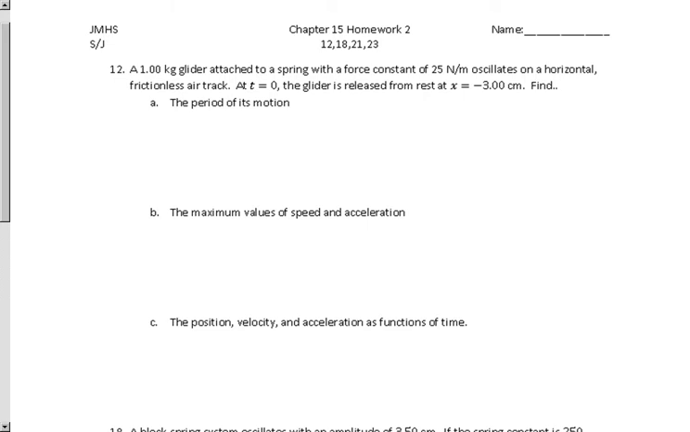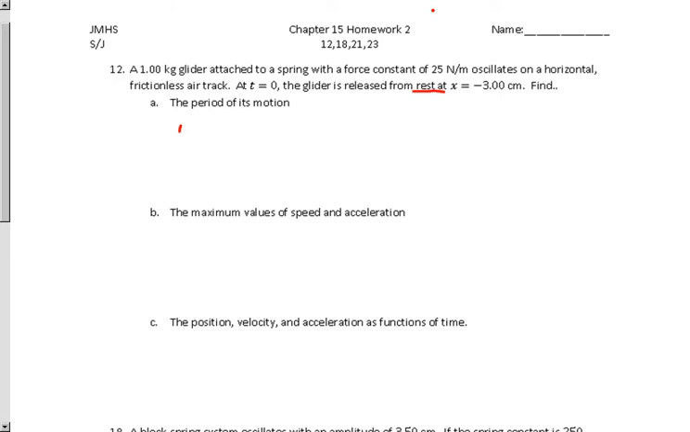We have a 1 kilogram glider which is attached to a spring that has a force constant of 25 newtons per meter. And this object is oscillating on a horizontal frictionless air track. We know that it's released from rest, that's a big important thing, at x equals -3 centimeters. So we're trying to find the period of the motion.